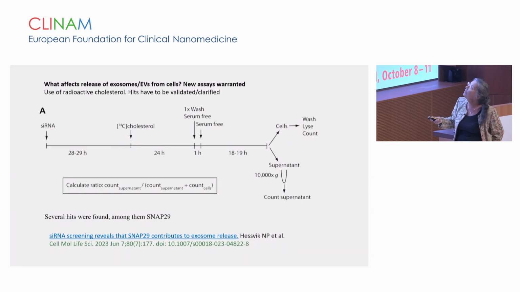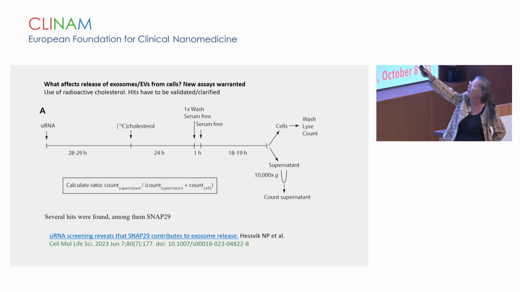So what affects release of exosomes from cells? I think it's important to get new assays. This shows one such assay. It's not perfect, but it might be useful. It's based on the use of radioactive cholesterol, but the hits have to be validated, clarified.